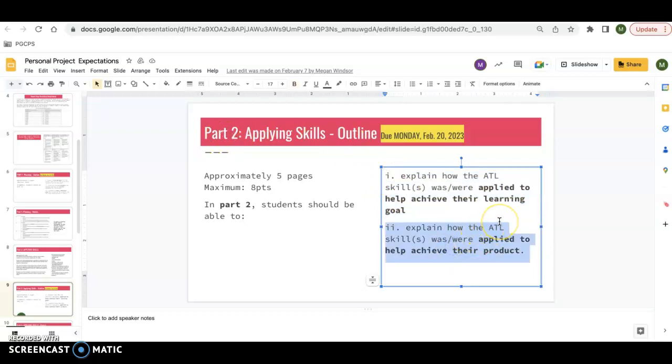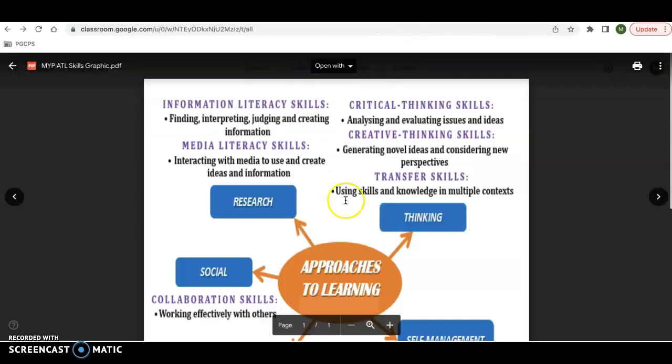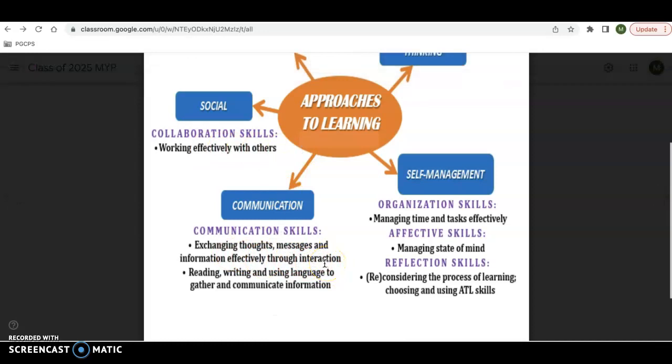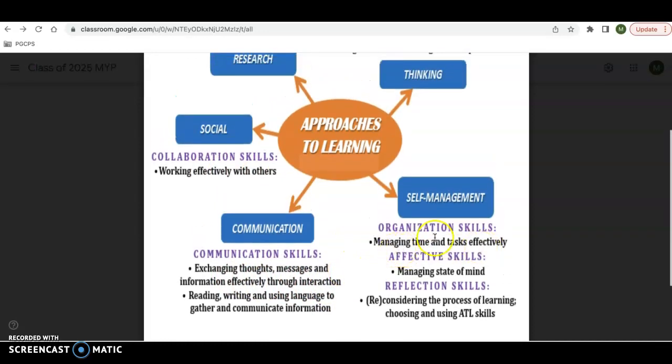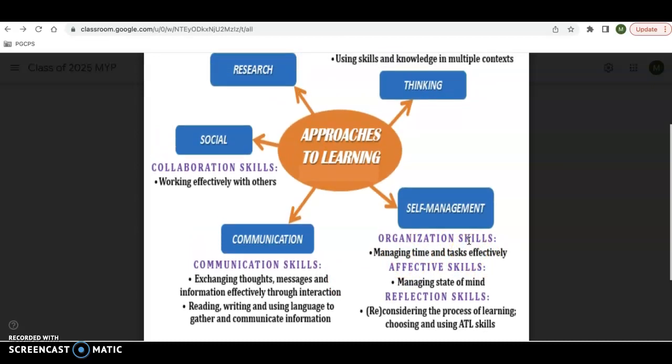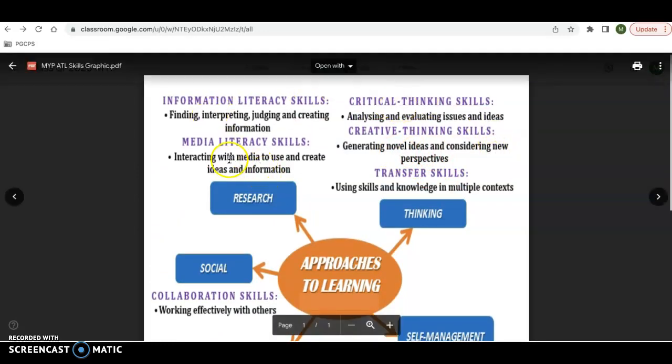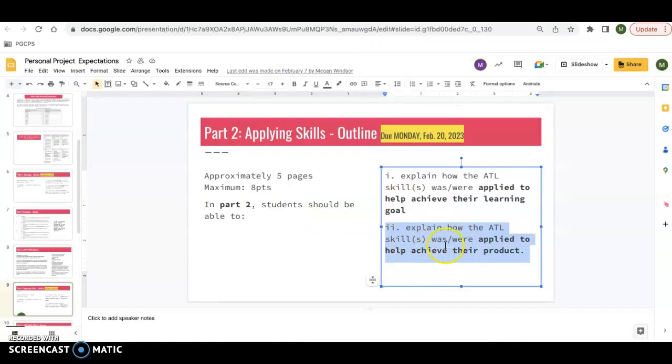The next one, explain how the ATL skills were applied to help achieve the product. So look, we talked about my social skills with collaborating, right? We talked about my communication skills with communicating with the women in my class. We talked about my organizational skills when I came up with the menus and the schedules for class, right? And then the creative thinking skills I used to actually create the dances. And you could also argue my media literacy skills were used to create the menus, right? All of those fall under Roman numeral 2, under part 2 for my paper.